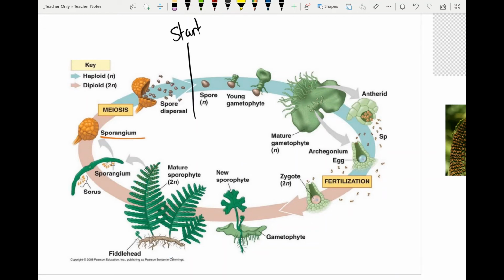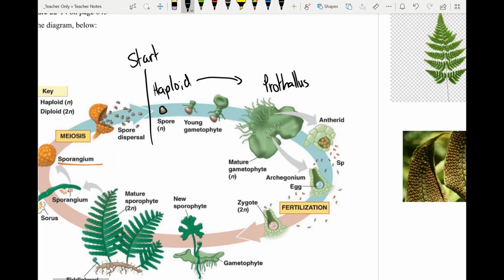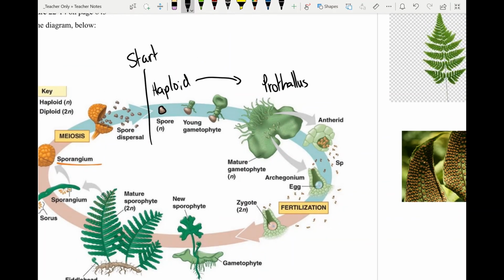At this point, we have a spore. It is haploid, so it only has one set of chromosomes, and from this, we have a gametophyte forming. It forms this sort of heart-like structure. You can see here it's sort of upside down, but most ferns have this appearance. We call this one a prothallus.